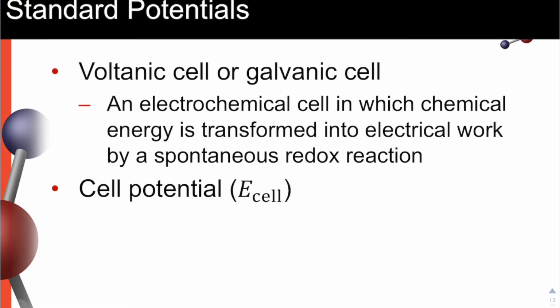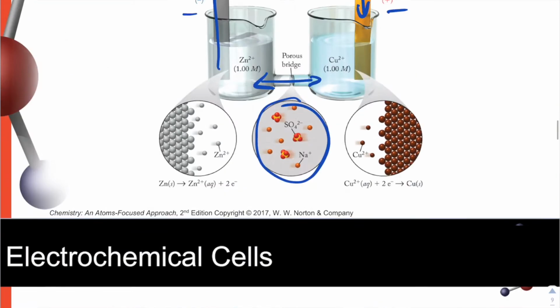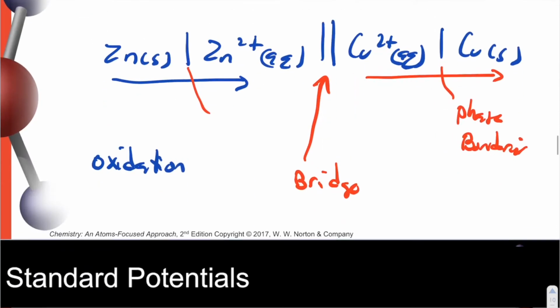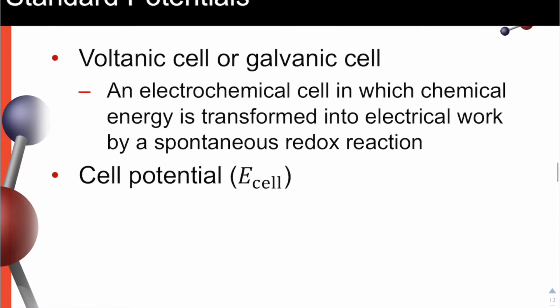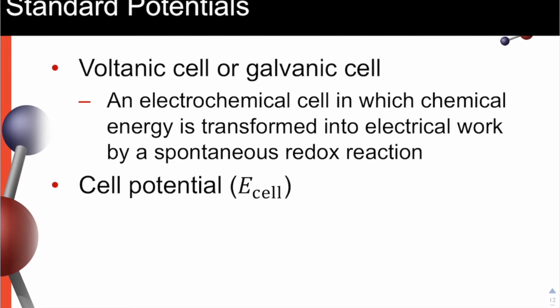So the cells we've been looking at, this zinc copper one we just looked at here, this is known as a voltaic or galvanic cell. They mean it is the same thing, just two words meaning the same thing. It's an electrochemical cell in which the chemical reaction is providing energy and capable of doing work.